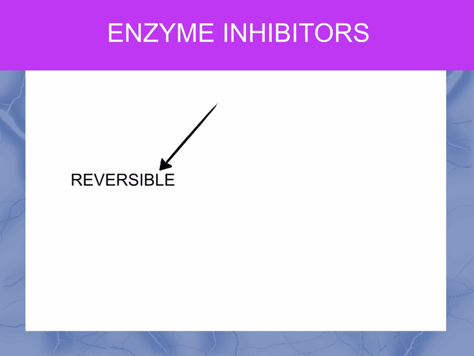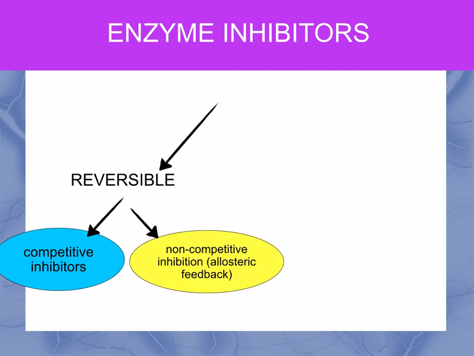You've got reversible inhibitors, which attach temporarily to the enzyme. You have two types. You've got competitive inhibitors, which bind to the active site of the enzyme, and then you've got non-competitive inhibitors, which bind to another position on the enzyme called an allosteric site.